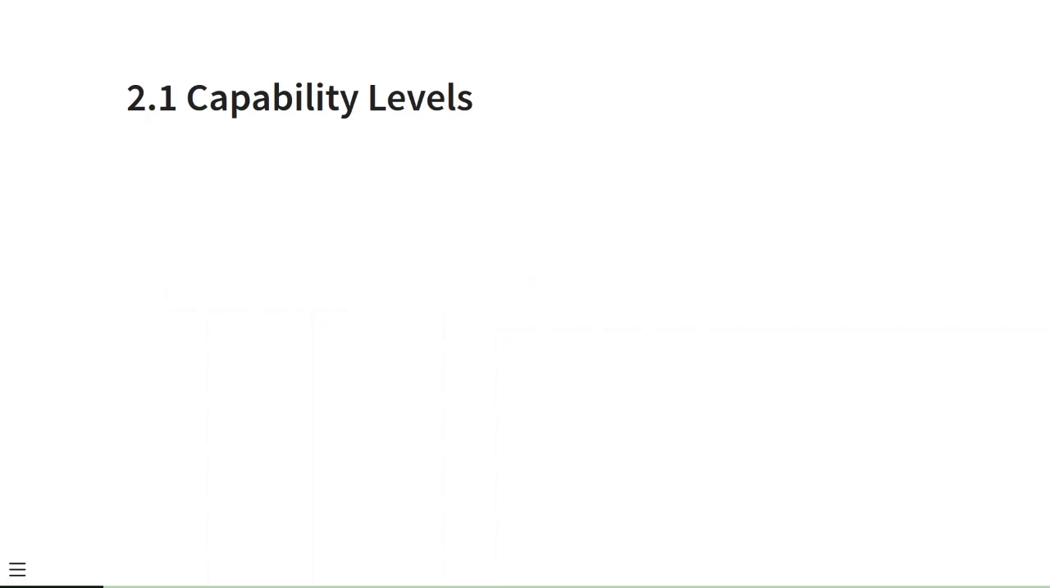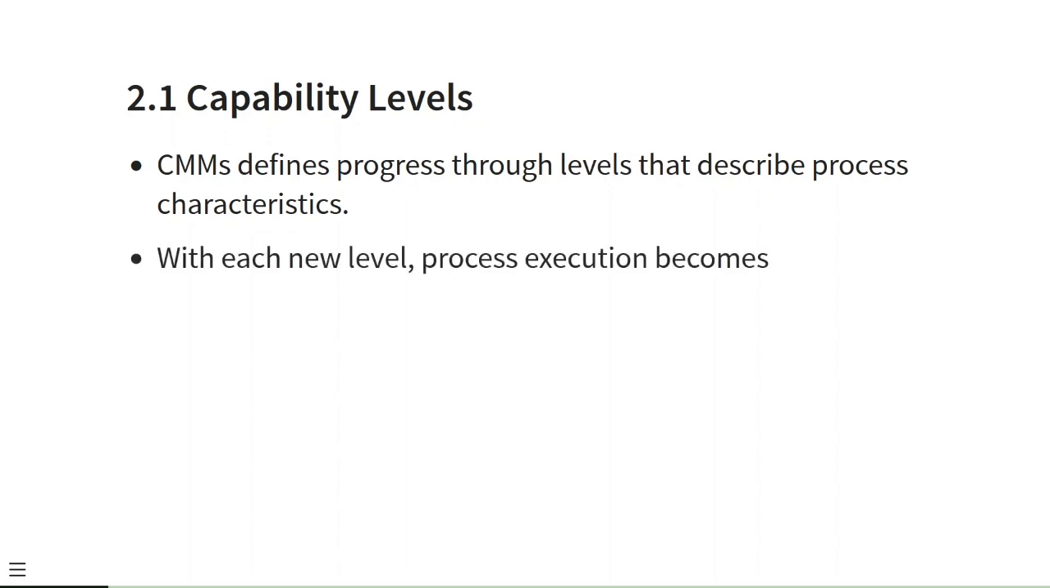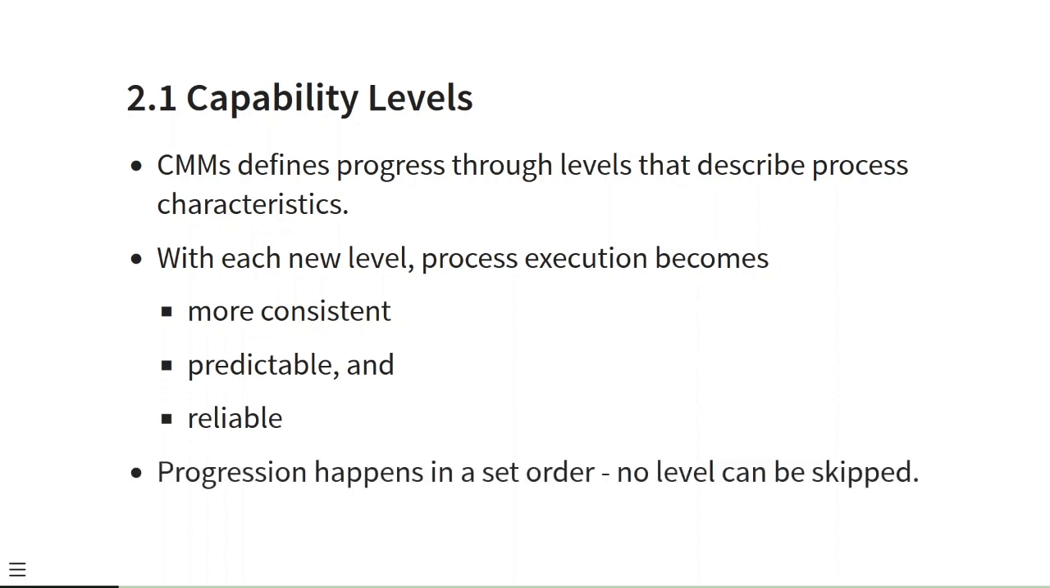Some essential concepts regarding capability maturity assessments are capability levels, where CMMs define progress through levels that describe process characteristics. With each new level, process execution becomes more consistent, predictable, and reliable. Progression happens in a set order. No level can be skipped.